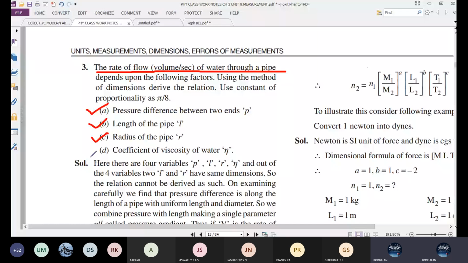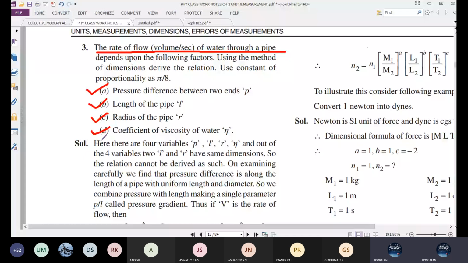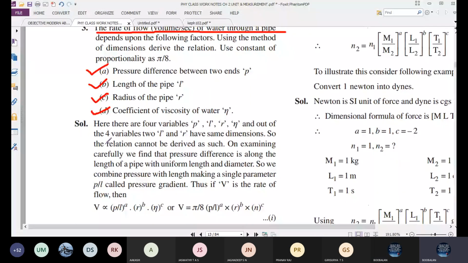The rate of flow of volume per second of water through a pipe depends upon these four quantities. Now, first we want to write the relationship formula: the rate of flow of water is directly proportional to pressure, length, radius, and coefficient of viscosity of water. That relationship first we want to write. So this is the relation.